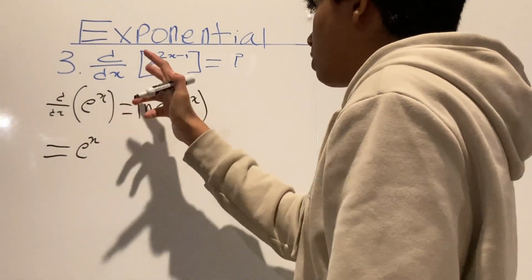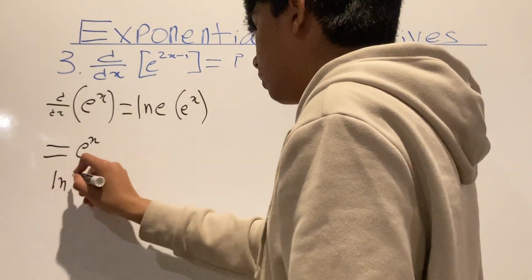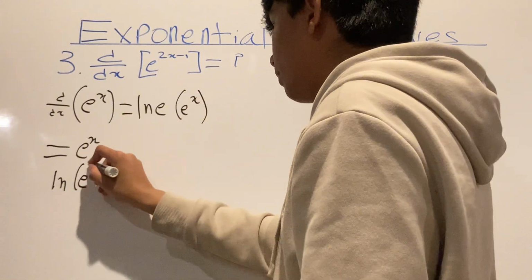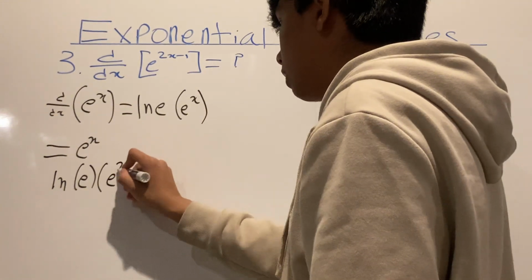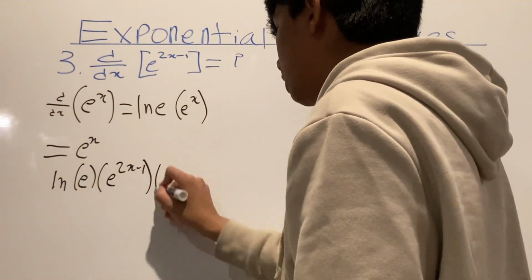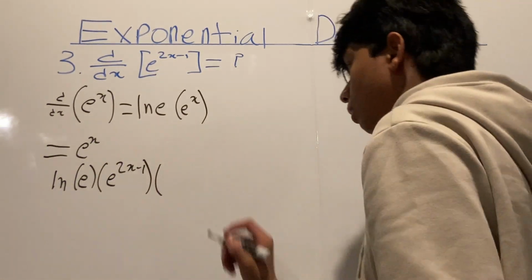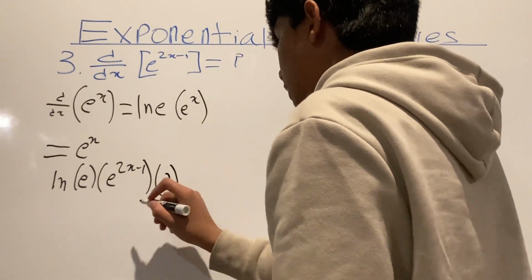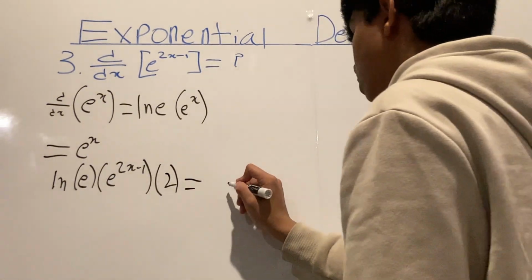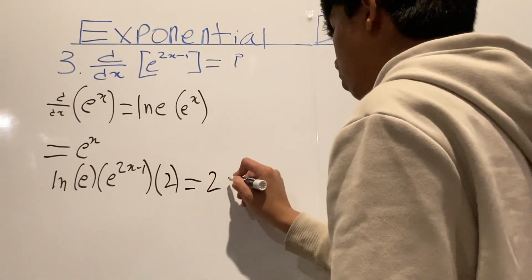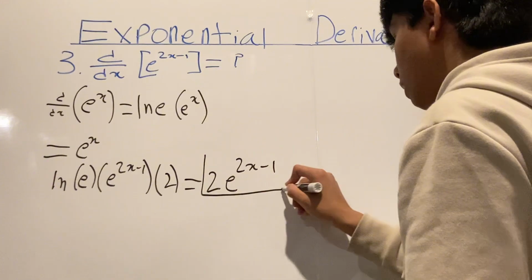So let's use that to solve this. So we have ln e times the original function, e to the 2x minus 1, times the derivative of the exponent, and that's just going to be 2 once again. And then we can just cut off this, because ln e is just 1. So the final derivative is 2e to the 2x minus 1. And that's the final answer.